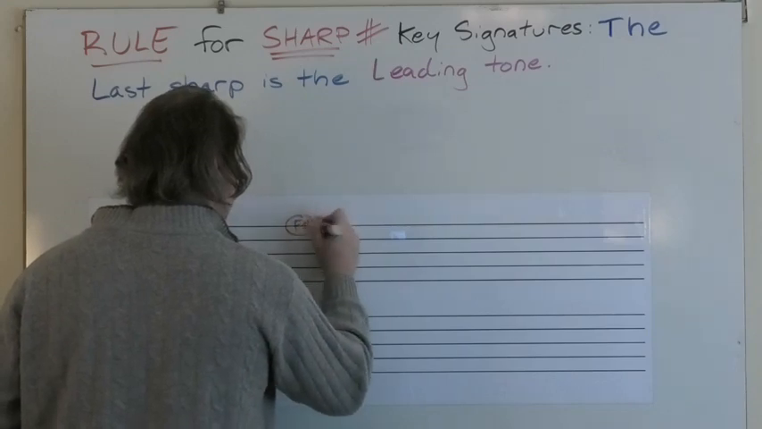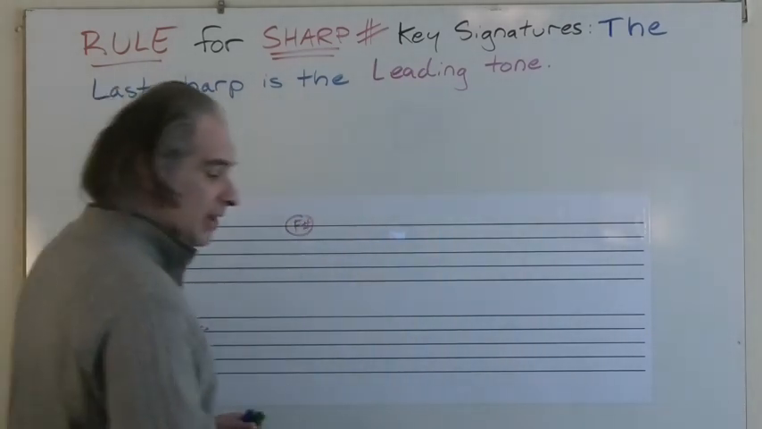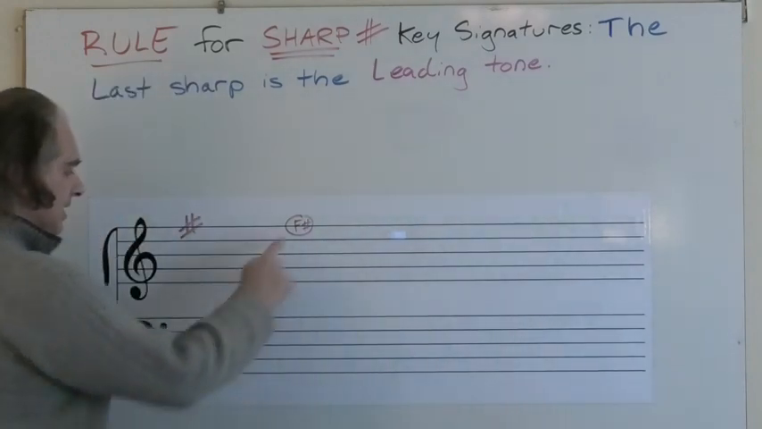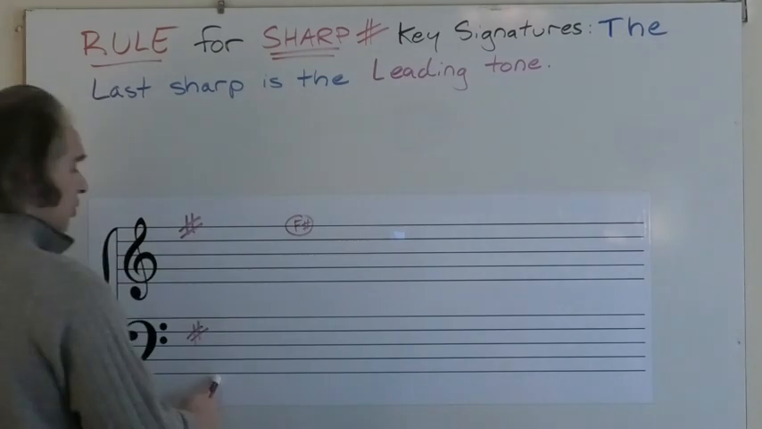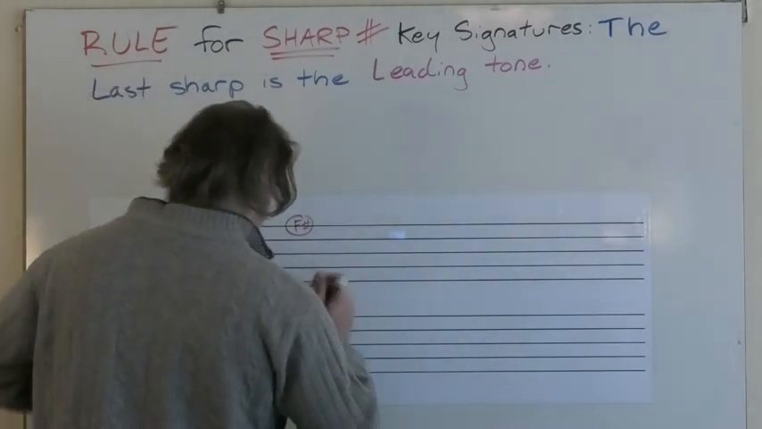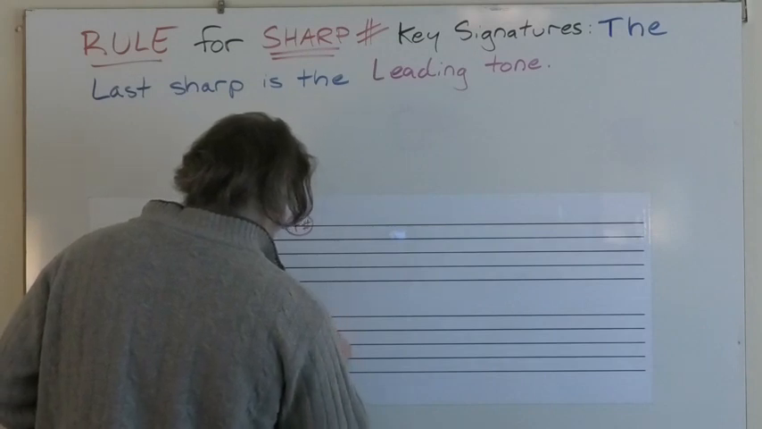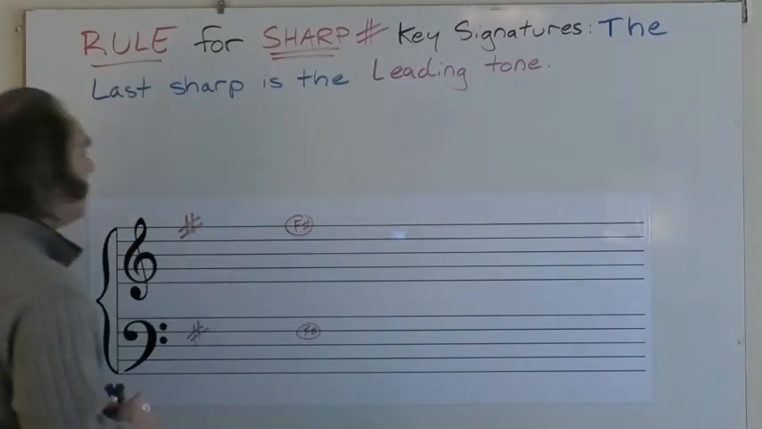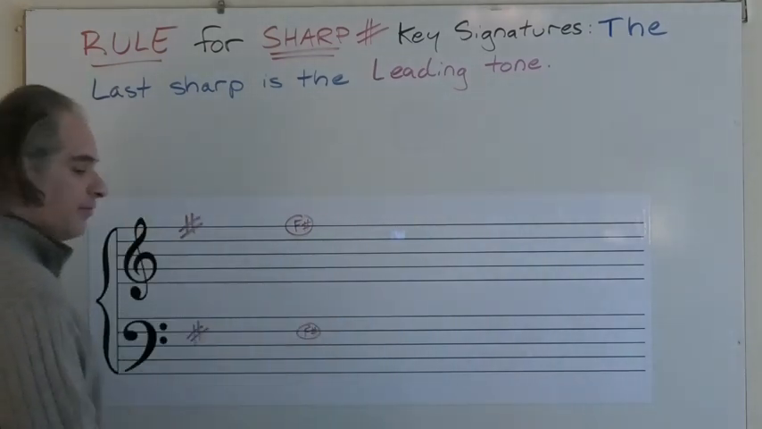There's no G sharp in the key of G. There can only be one of each letter in every key. That's important. So that's F sharp. Is this a sharp key signature or a flat key signature? It is a sharp key signature. So do we apply the rule? Yes. So let's play an F sharp.